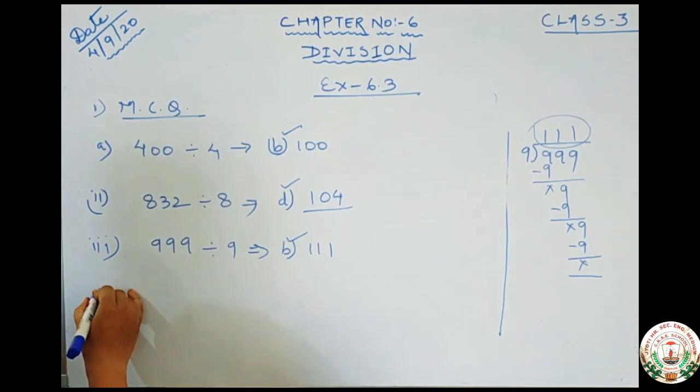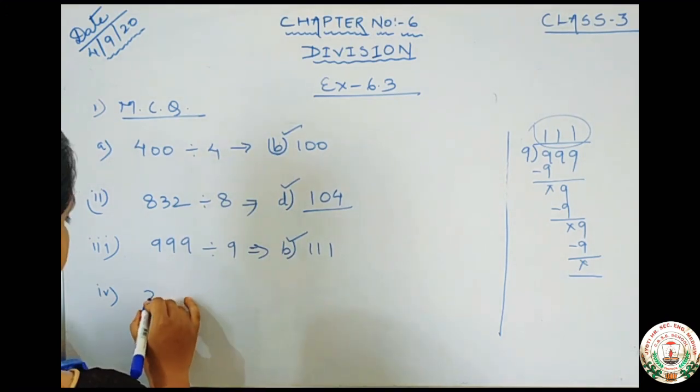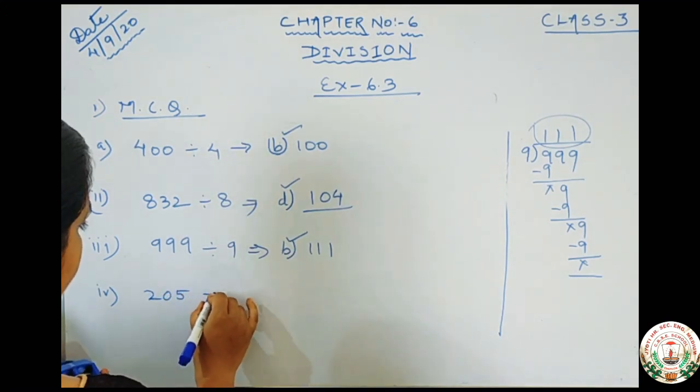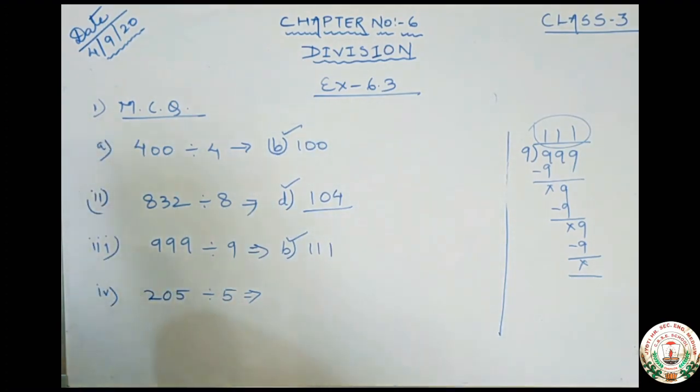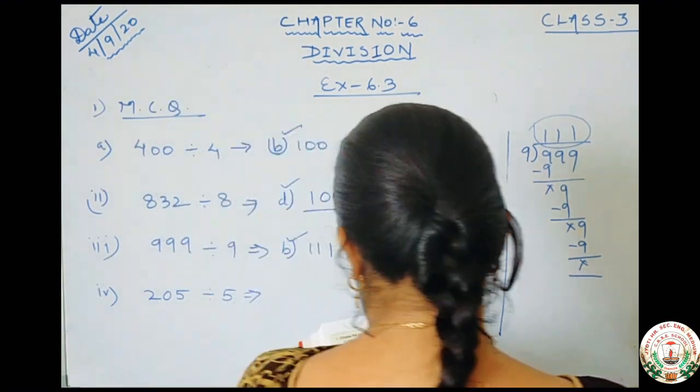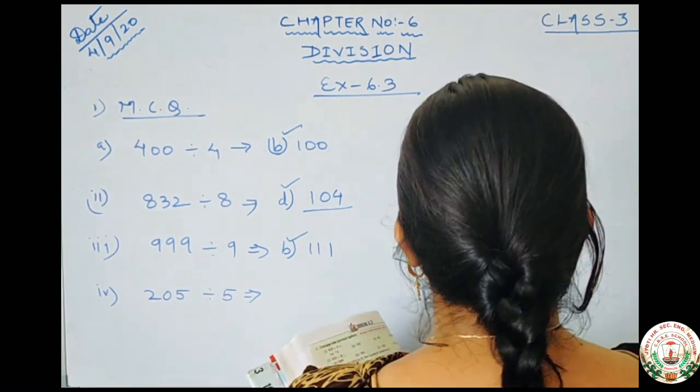Okay. Now number 4th. What is number 4th? When 205 is divided by 5. 205 divided with 5. What do we get? What do we get when we divide 205 by 5? Let us see here.